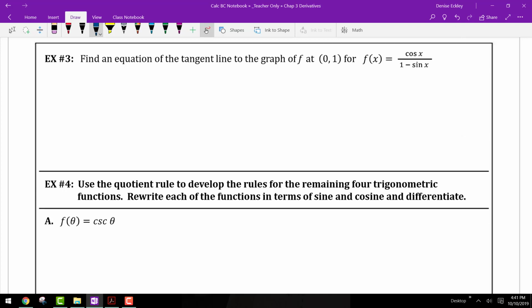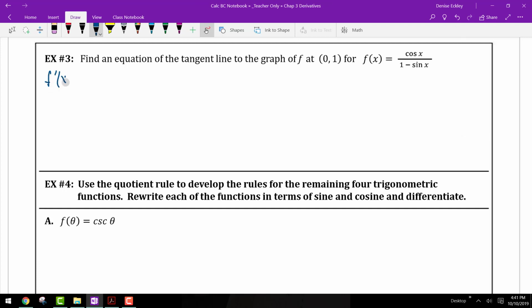So for this, we want to find the equation of the tangent line to the graph of f at (0, 1) for f of x equal to cosine x over 1 minus sine x. Now the nice thing is I already have the value of the point, so I just have to find the derivative and then evaluate it at 0. So I have the slope of the tangent line. So let's use the quotient rule to find the derivative.